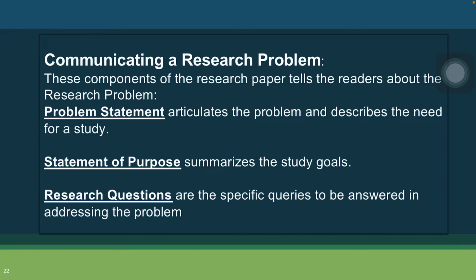Now, on the other hand, you also have your statement of purpose. Statement of purpose is to just summarize your study goals. It's easy to identify your statement of purpose because you'll be using terms and words that would really tell that this is the statement of purpose. And of course, your research questions, these are the specific queries to be answered in addressing the problem.